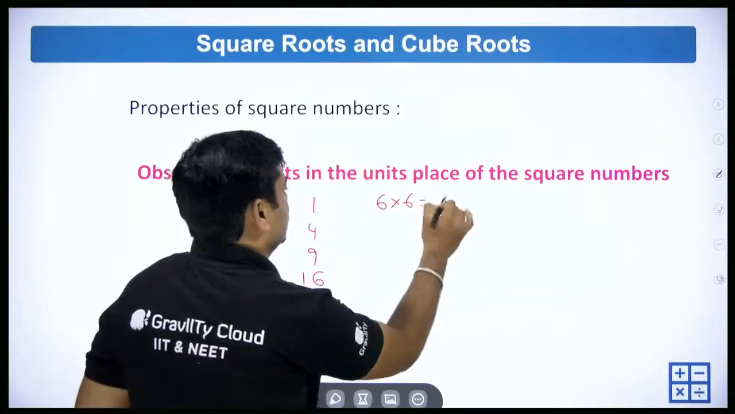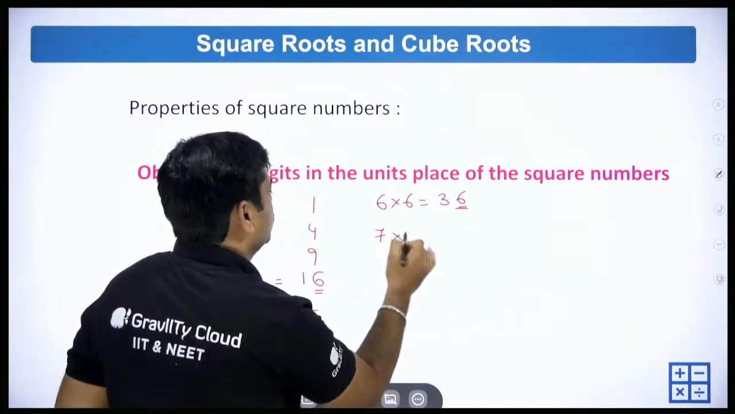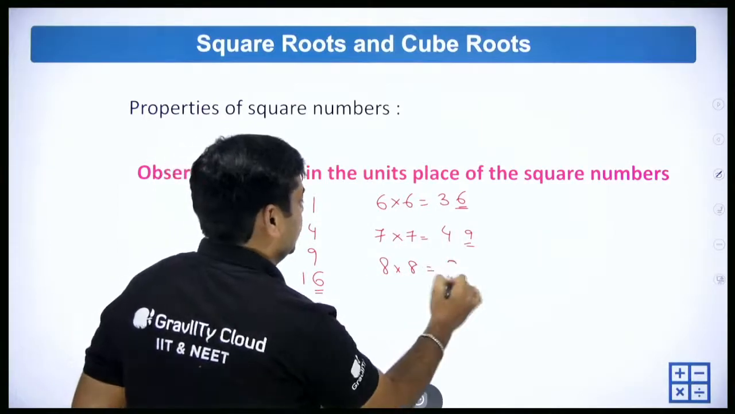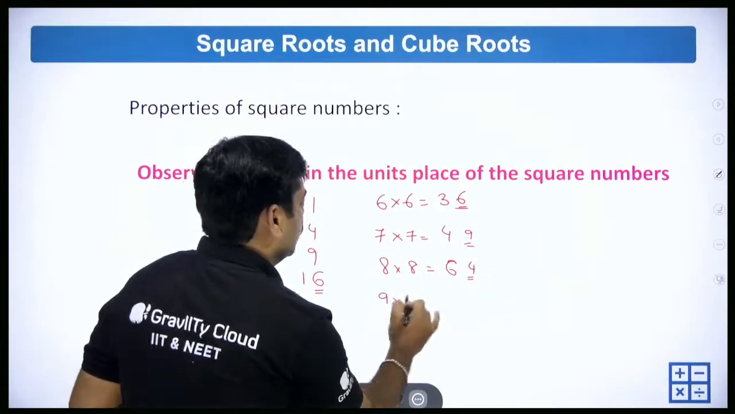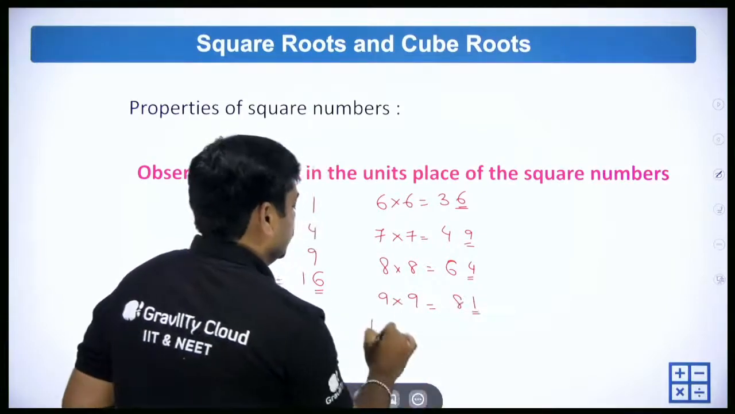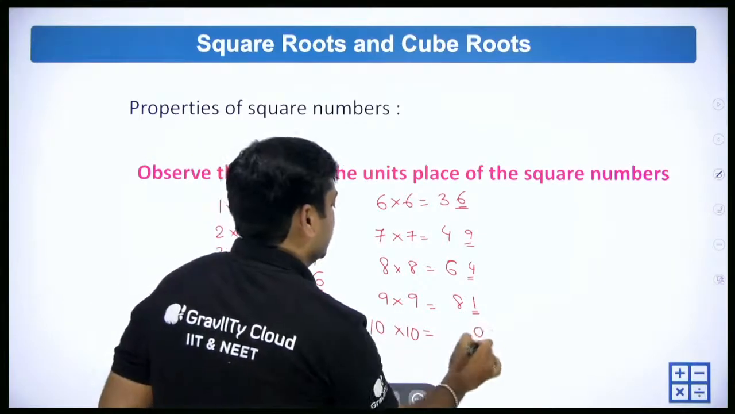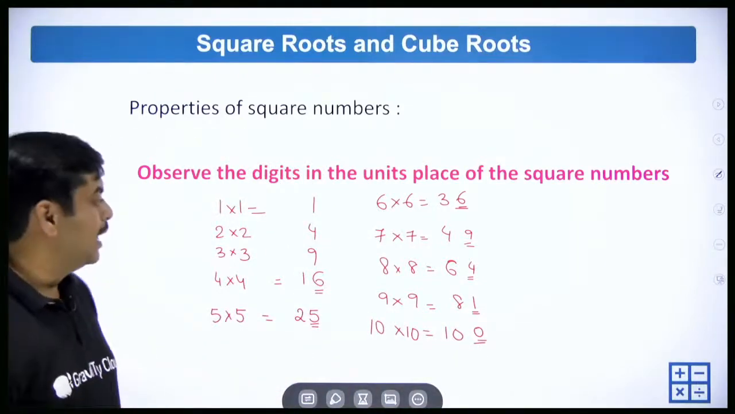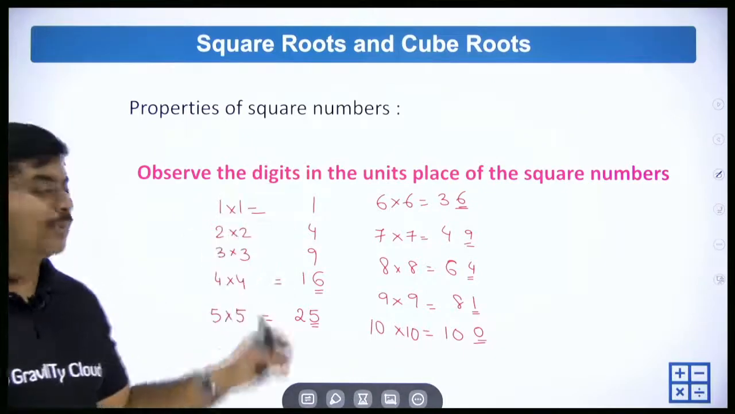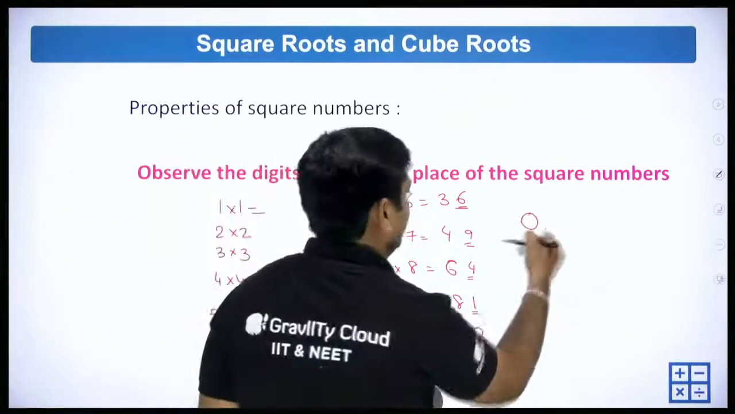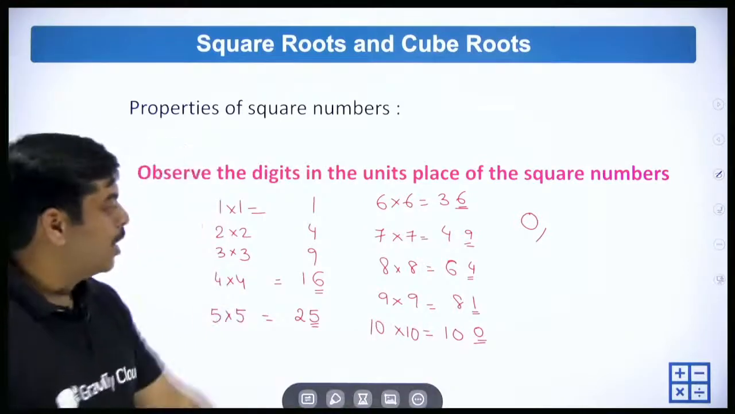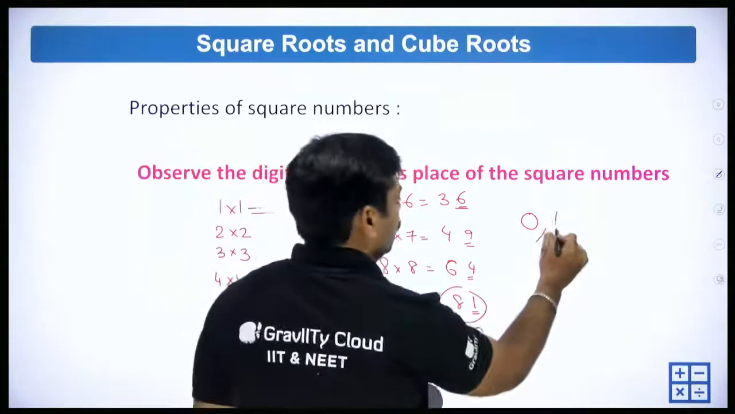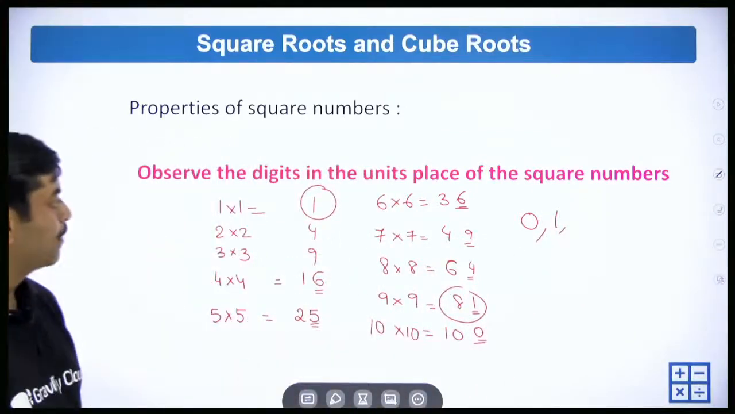6 into 6 is 36, 6. 7 into 7 is 49, 9. 8 into 8 is 64, we are having 4 again. 9 into 9 is 81, 1 again. 10 into 10, we get 0 at the end, that is 100. Once again, carefully observe what units digits we are having here. We have a 0: 10 into 10, 20 into 20, 30 into 30 will give 0. We get 1 from either 1 into 1 or 9 into 9. So we get 1 as units digit of a square.